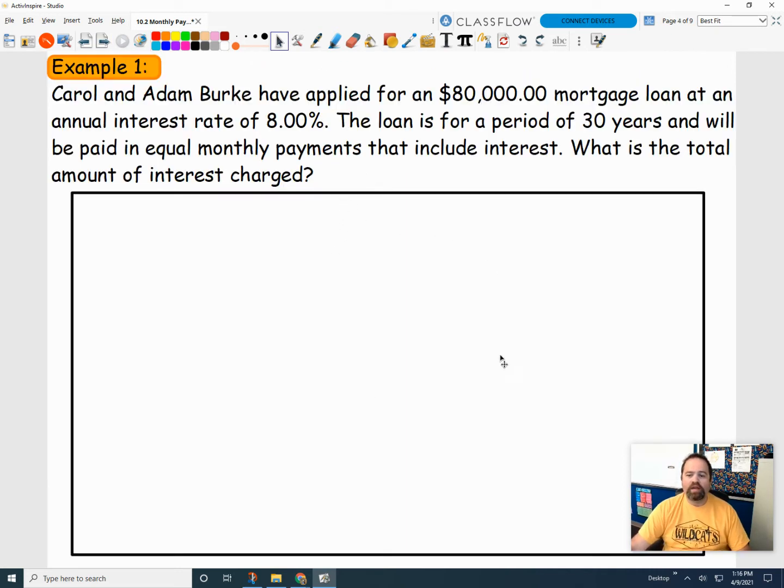All the work is hidden under this box because I don't want to overwhelm you all at once. Carol and Adam Burke have applied for an $80,000 mortgage loan at an annual interest rate of 8%. The loan is for a period of 30 years and is going to be paid back in equal monthly payments that include the interest. So they're not just paying back the money they borrowed, but the money they borrowed plus interest. We're going to figure out the total amount of the interest charged. That's the last step, so we have to do everything before then to be able to answer this question.